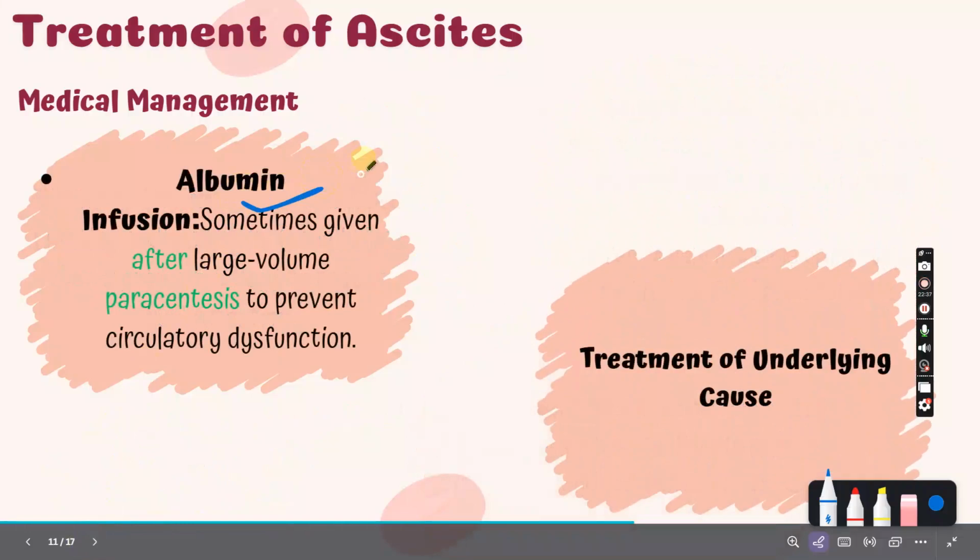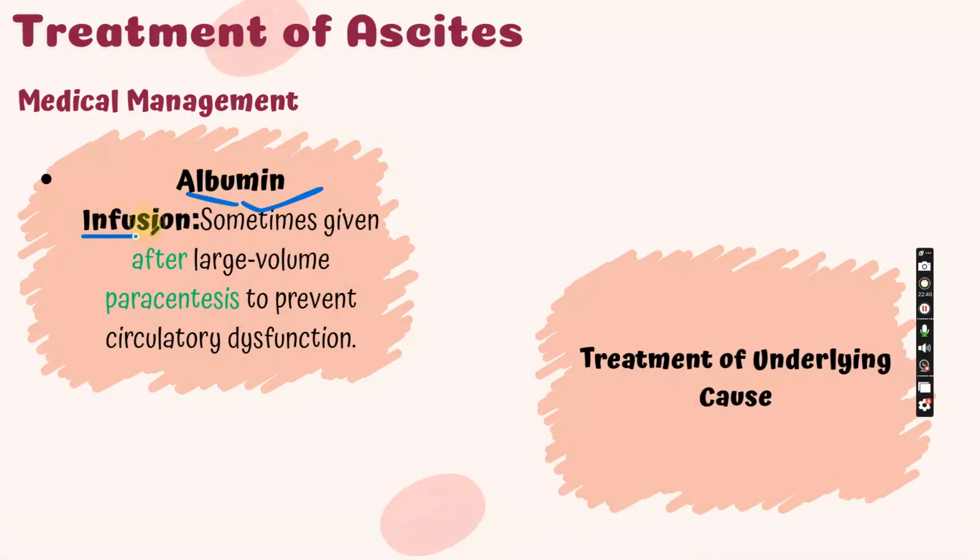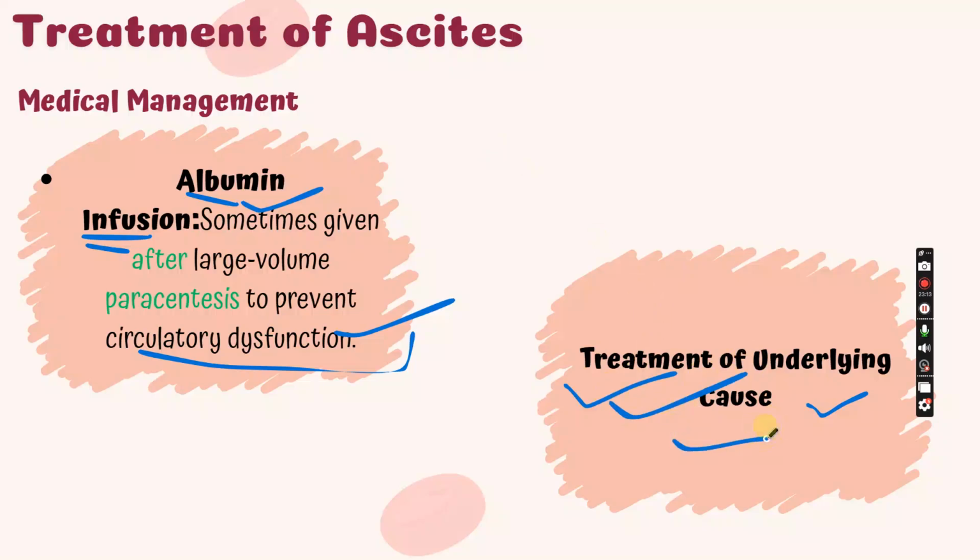Next, we have albumin infusion. After paracentesis, we have to do albumin infusion. It is sometimes given after large volume paracentesis to prevent circulatory dysfunction. The reason for giving albumin is to prevent circulatory dysfunction. Then there is treatment of the underlying cause. We have to go for the underlying cause and treat it. If you are not going to the root of the problem, then there is no effort or potential result that you will get. So you have to treat the underlying disease.